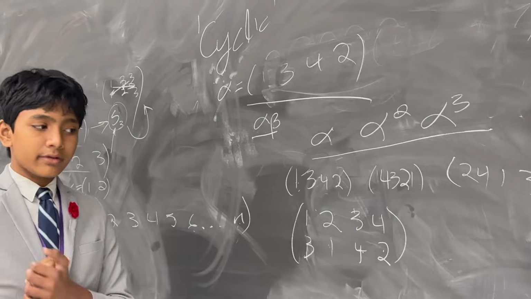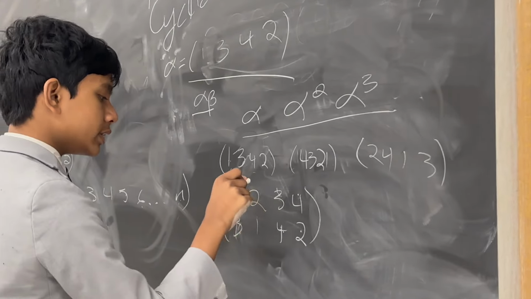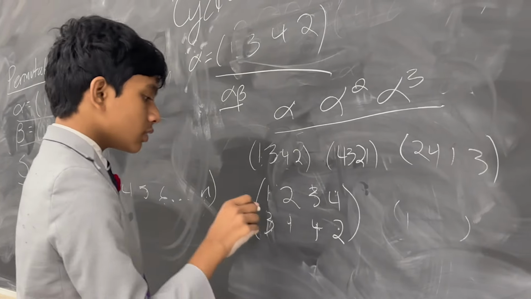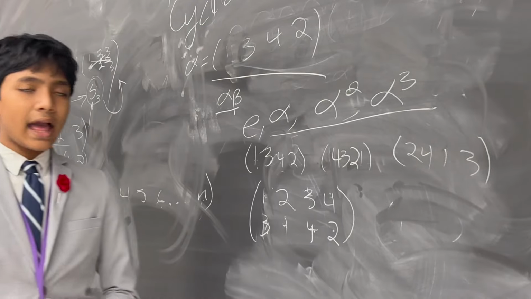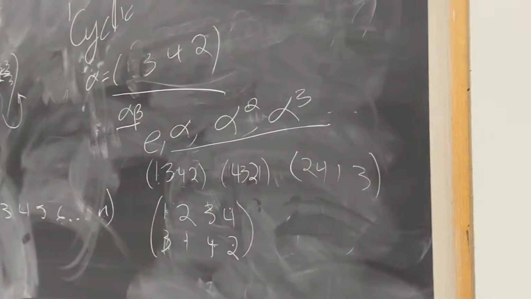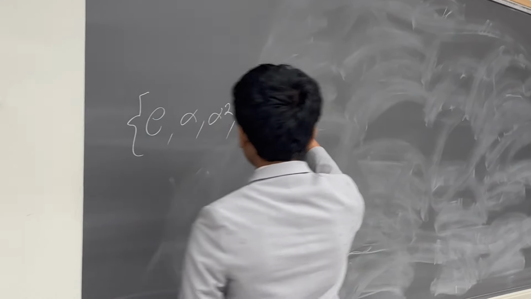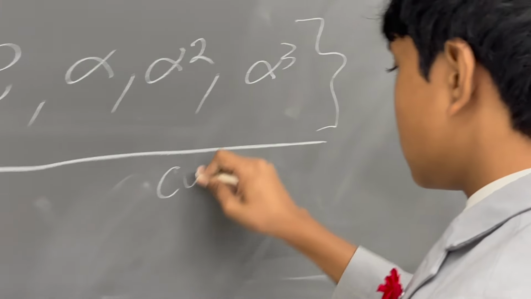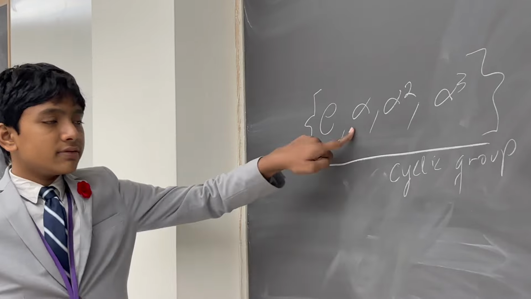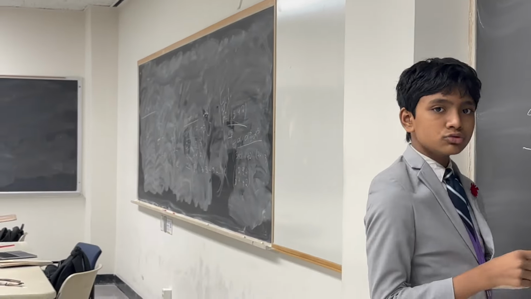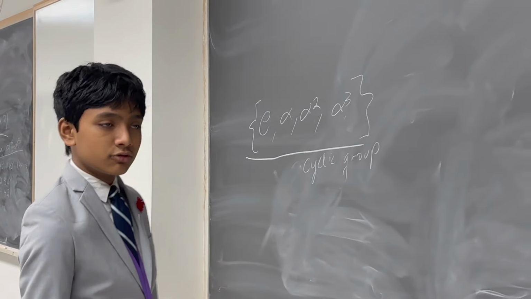Now look what happens when we try to apply it 4 times in a row. 1, 3, 3, 4, 4, 2, 2, 1. So it just maps back to itself. 1, 3, and I mean it just continues. So the only unique ones in the set are E, alpha, alpha squared, and alpha cubed. Alright, great. So, now we know what our set is made of. This is what we call a cyclic group, right? Because everything is generated just from composition of this one element over itself. Alpha composed with alpha. Okay, that's a tongue twister.